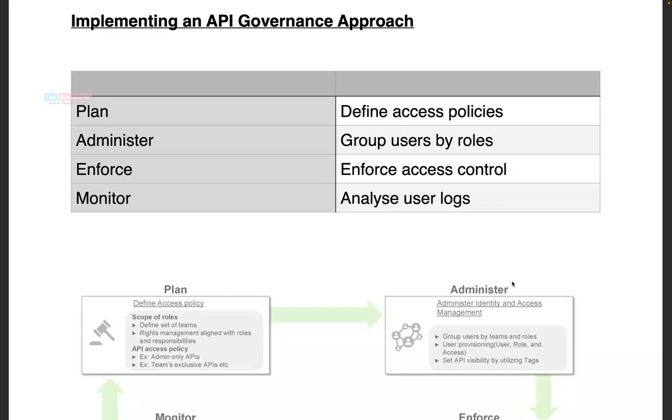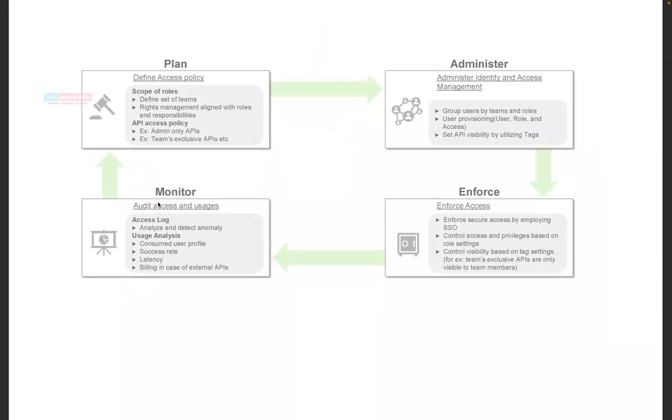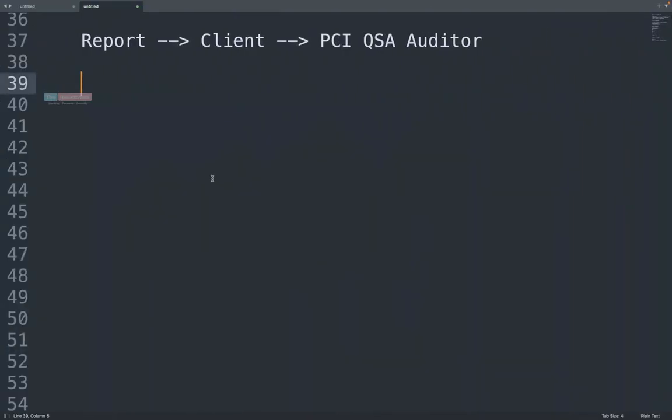Now the second thing is how our clients will be able to implement this kind of thing. Basically there are four steps: plan, administer, enforce, and monitor. In planning, what normally comes up is identifying the issues, identifying the architecture of the organization, and implementing the policies.